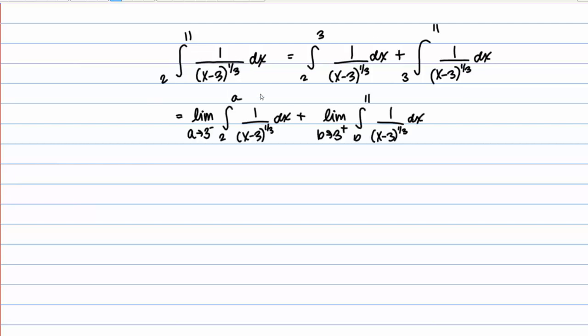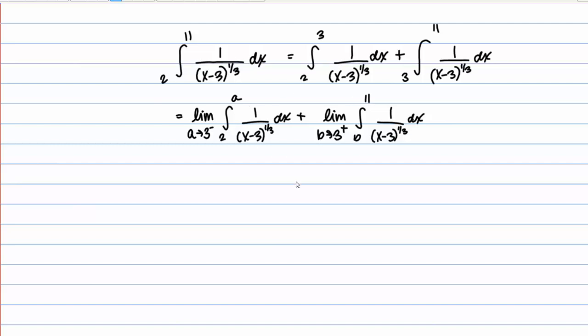And note that you can pick any letters here. I've chosen a and b for my limits. So now I have the limit as a goes to 3 from the left of the integral from 2 to a of our integrand, plus the limit as b goes to 3 from the right of the integral from b to 11 of our integrand. And then all I have to do is actually evaluate these definite integrals and then take the limits.